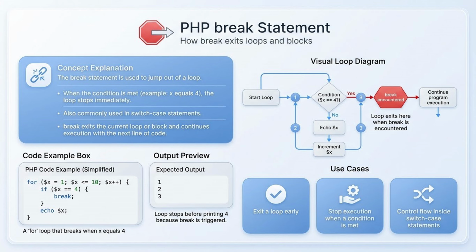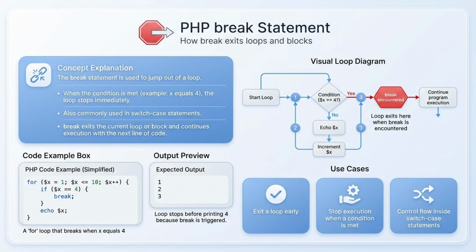For example, in the displayed code where the loop runs from 1 to 10, the break statement is placed inside an if condition that checks when x becomes equal to 4. As soon as the value of x reaches 4, the break command is triggered, the loop ends immediately, and execution continues after the loop. Because of this, only the numbers 1, 2, and 3 are printed. Number 4 never gets printed since the loop is forcibly exited beforehand.